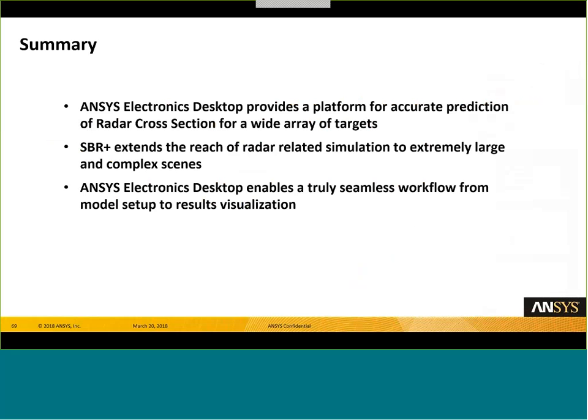So in summary, Ansys Electronics Desktop provides a platform for very accurate prediction of radar cross-section for a wide array of targets. I hope that you've seen that SBR Plus can really extend the reach of radar-related simulation to targets that are just enormous in size and complexity.